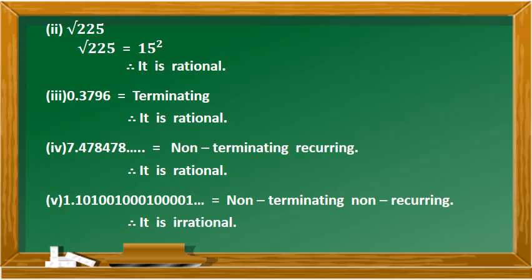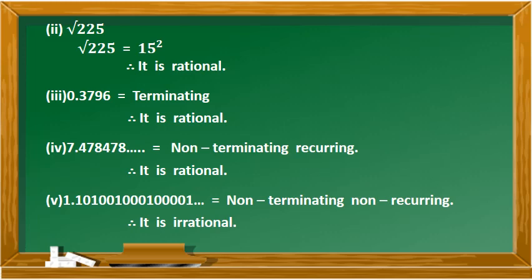Now the third subdivision is 0.3796. Here you can see the decimal has terminated. You do not see the bar or the dots here. So it is understood the remainder has become 0 and the decimal expansion has also terminated. Therefore, since it is a terminating decimal expansion, it is a rational number.